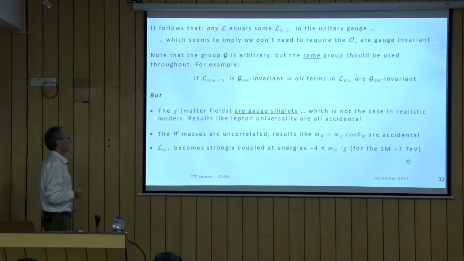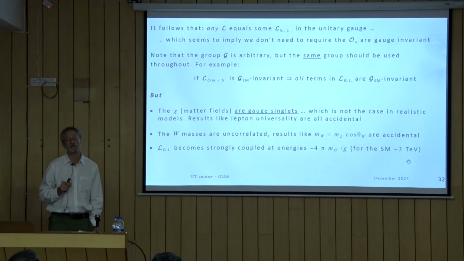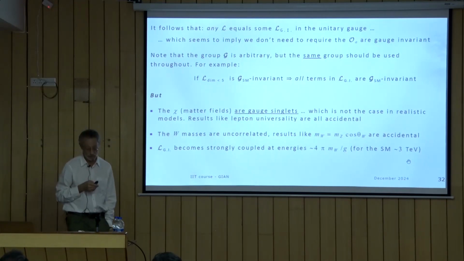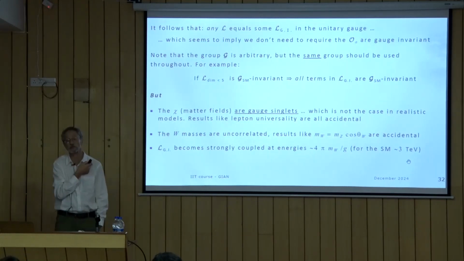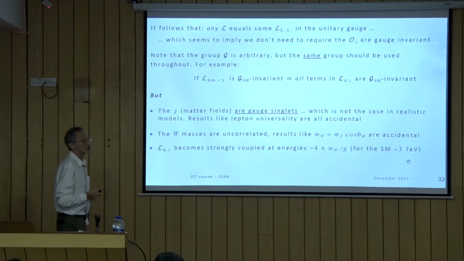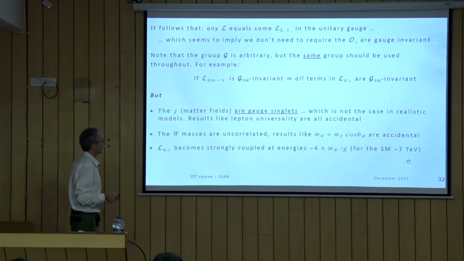However, as I've been emphasizing, the matter fields are all gauge singlets. And in the standard model, that is absolutely not the case. Because they're not gauge singlets, you get lepton universality. The electron, the muon, and the tau couple the same way to the gauge fields, to the W's and the Z's. This would be totally accidental within the construction that I mentioned, because the couplings to any field are arbitrary. You just have to maintain Lorentz invariance, right? There's no reason why the electron and the muon should have the same coupling to the Z. So all these are completely accidental.